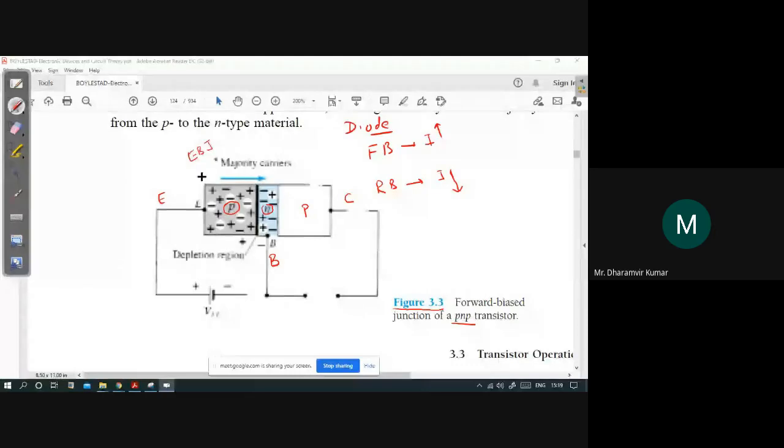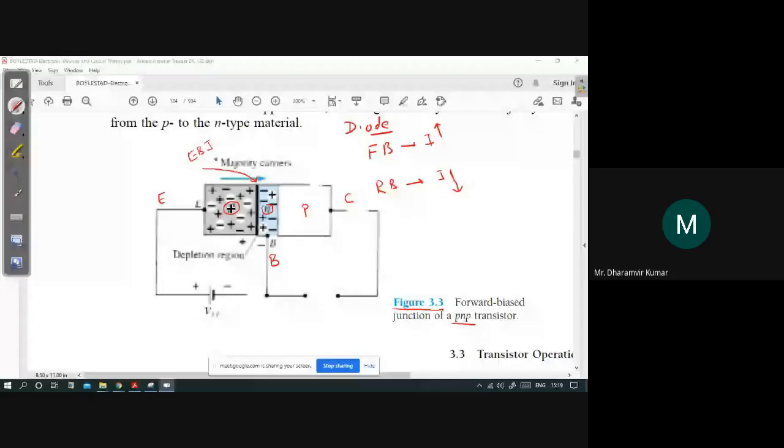This thick vertical black line is the junction between the P and the N, or between emitter and base. So this is the emitter base junction.